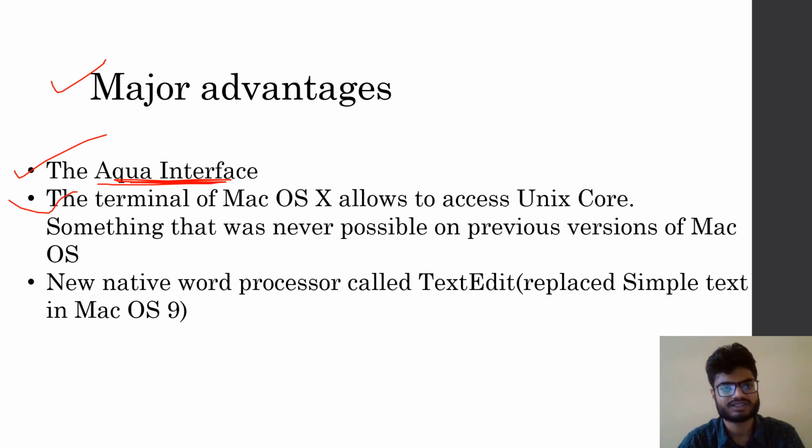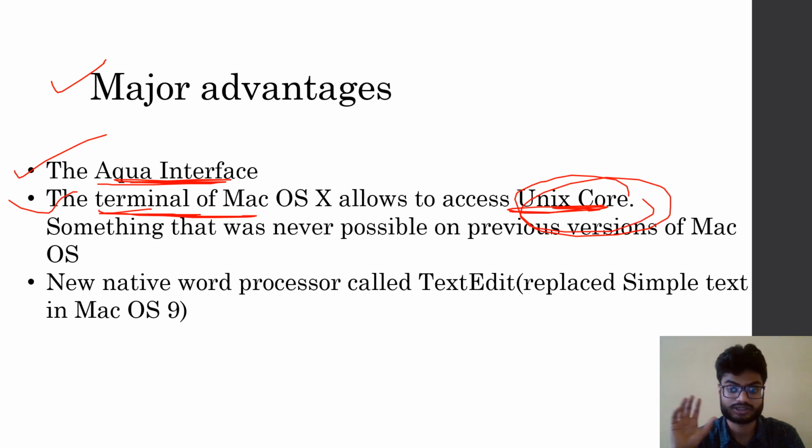The terminal means command prompt, we say in Windows. It allows the users to access the Unix core. Unix core is nothing but the kernel, which is actually the part of the operating system which takes the input from the user and gives it to the hardware component directly.